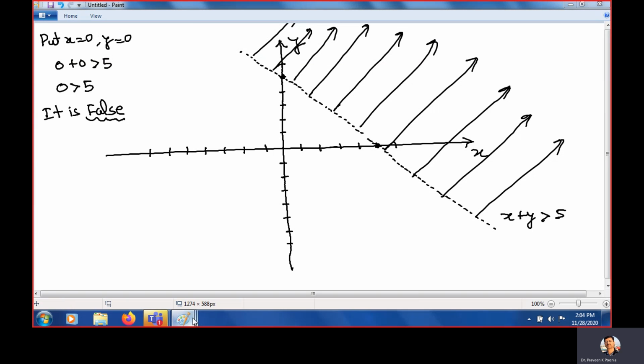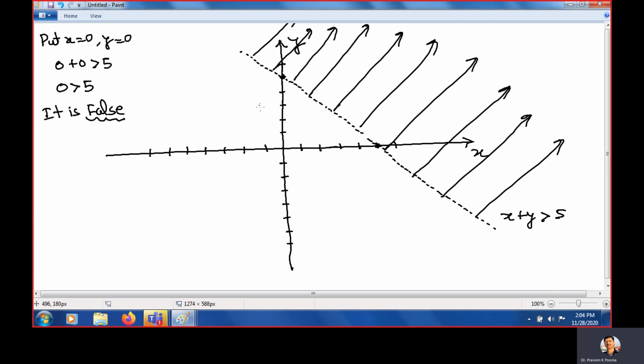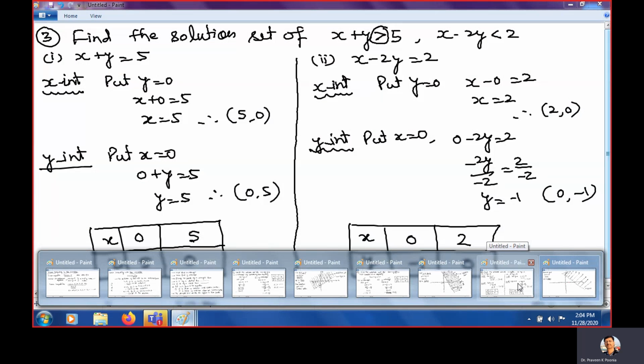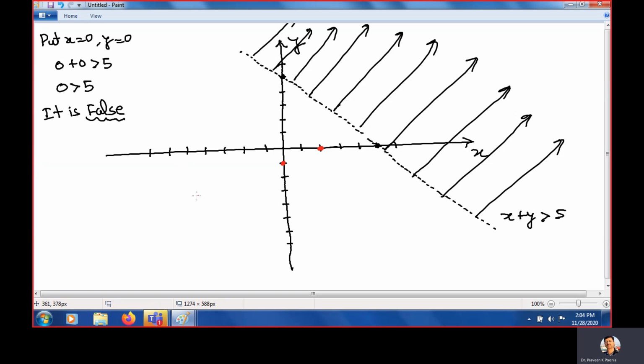Now we will take the other equation. The intercepts are x is equal to 2 and y is equal to minus 1. And what is it? It is x minus 2y less than 2, meaning a dotted line. Okay, so it will be this. This is the line x minus 2y less than 2. Okay, so this is this line.